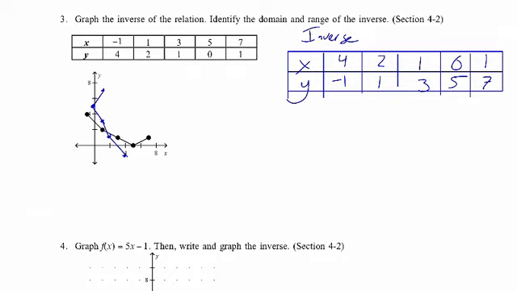Alright, on number 3 it says graph the inverse of the relation, identify its domain and range of the inverse. So, in order to do the inverse, you just got to flip the x and the y values. So I already did that for you. I switched the x and the y values. So for example, the coordinate where it was x equals 1 and y equals 2, now we have x equals 2 and y equals 1. And I already graphed those as well.